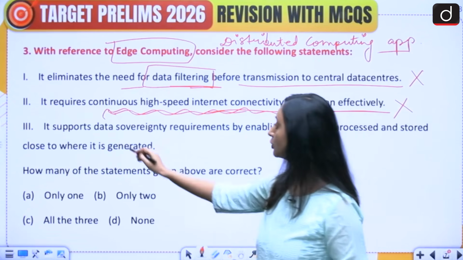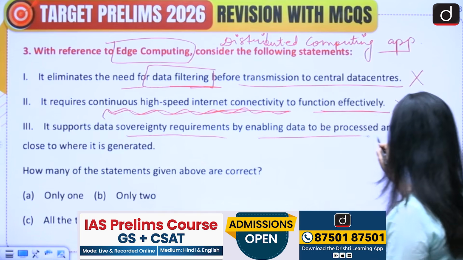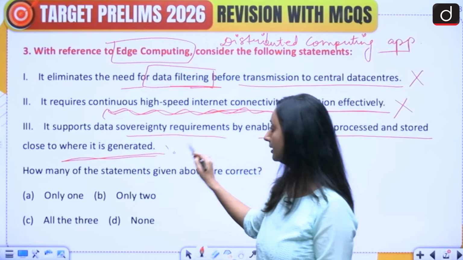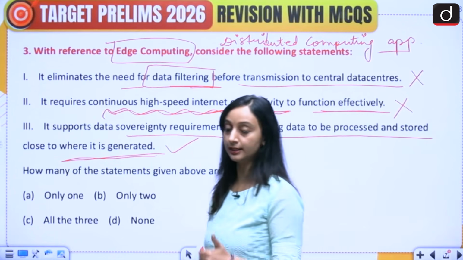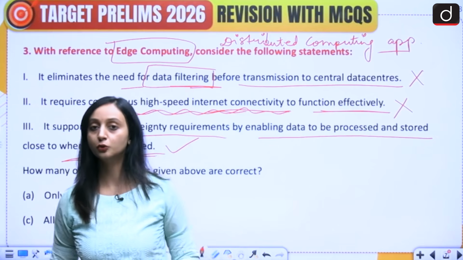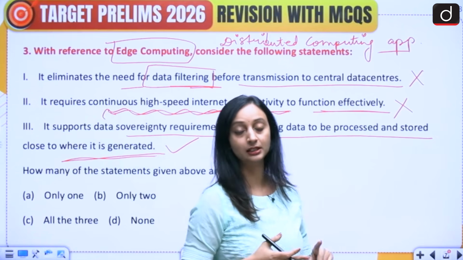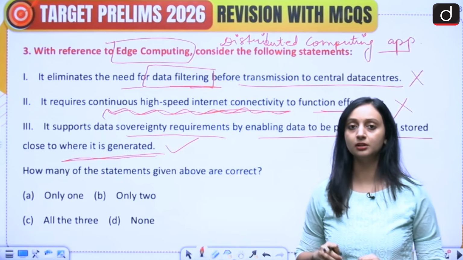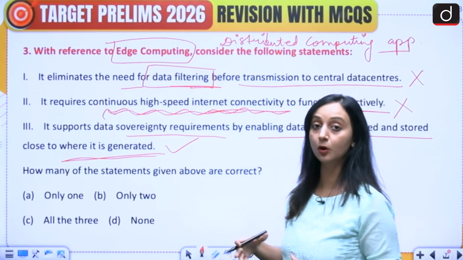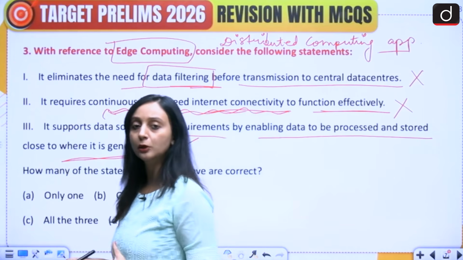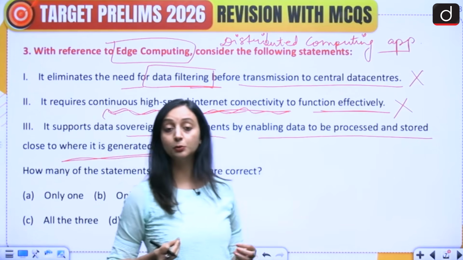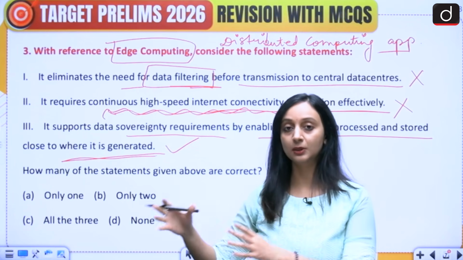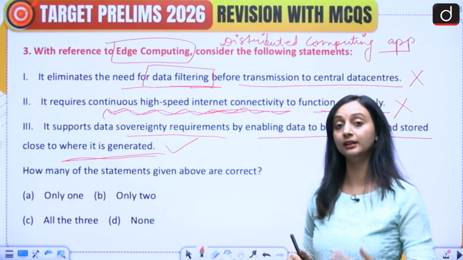It supports data sovereignty requirements by enabling data to be processed and stored close to where it is generated. Correct. Data is being stored and processed locally close to where it is generated. It is reducing the time, giving us results in real time, reducing latency, and these things are very important in modern times, especially when we talk of CCTV camera footage or self-driven cars. Decisions have to be made in real time. We cannot wait for the data to be sent to the central server, processed there, and the results fetched.